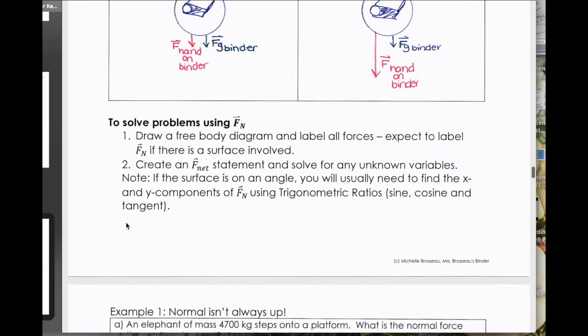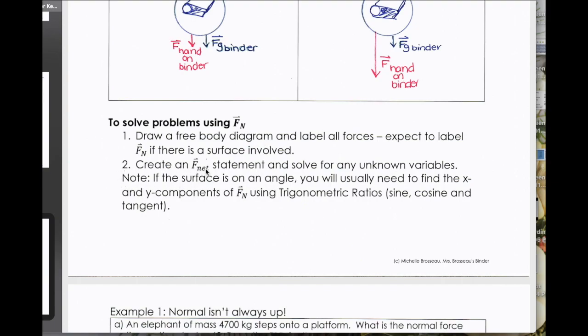So the steps to solve problems using the normal force. First, you want to draw the free body diagram and label all the forces. Especially for these problems, just expect to label an F of N if there is a surface involved, if it is preventing the object from accelerating, or if it's not a free fall object.